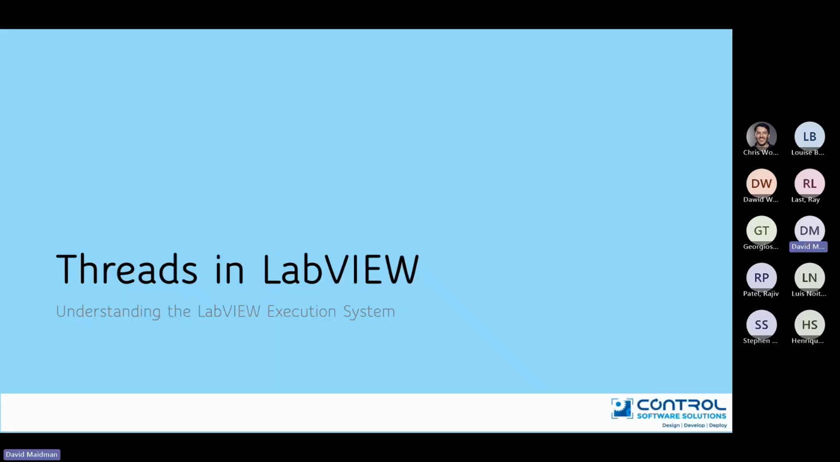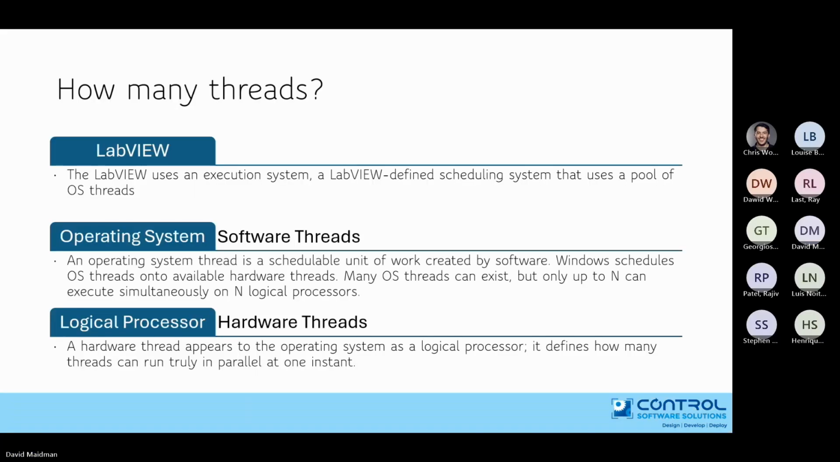Okay, so how does this all work in LabVIEW? LabVIEW's got an execution system. When people have been digging around in their VI properties and they go to execution, they probably will have seen the execution systems, things that we can change. Maybe you've tinkered with it, maybe you haven't, maybe you've just seen it and always left it. What this execution system does is it's a LabVIEW-defined scheduling system that uses a pool of operating system threads.